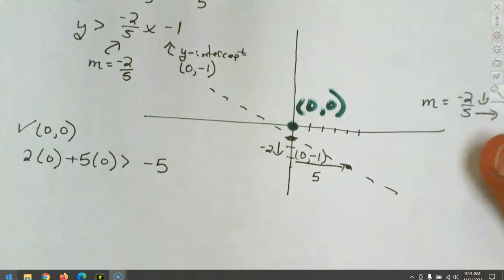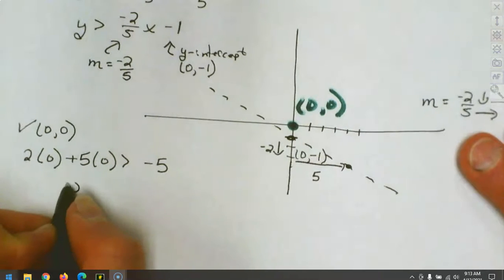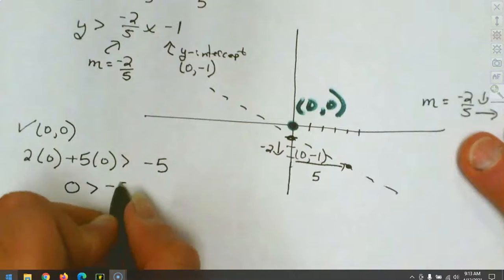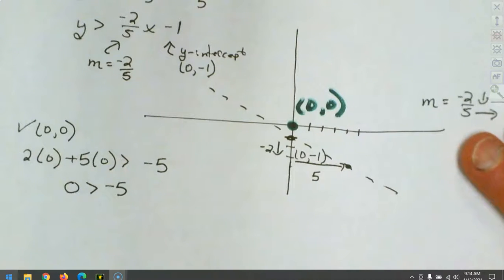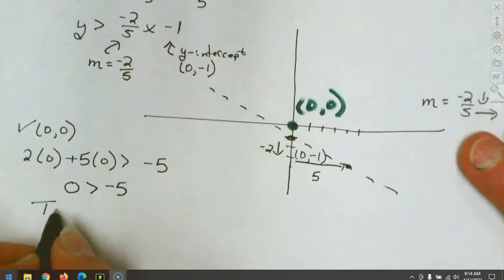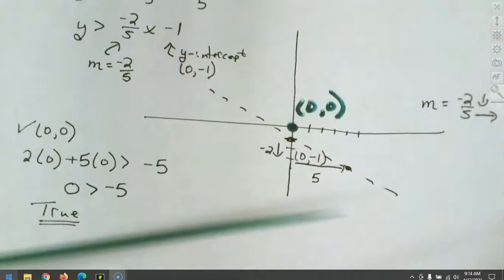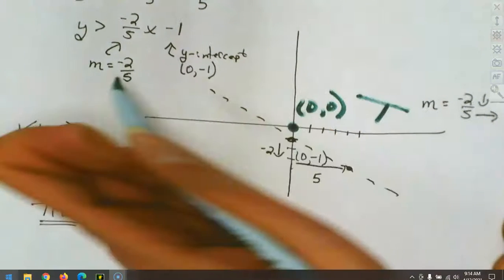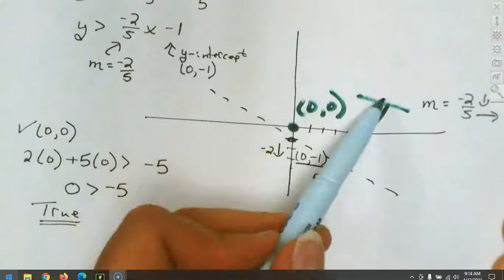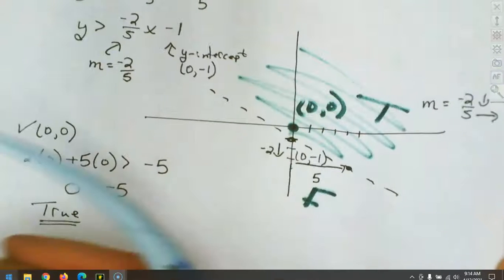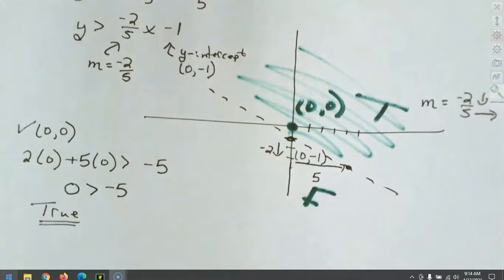So plugging in that 0, 0, we plug in 0 for x, 0 for y. We get now 0 is greater than negative 5. And is 0 bigger than negative 5? Why, yes it is. So that means that is true. So that means this half is true. This half is false. Where do we shade? The upper half, because the upper half is what? Upper half is true.